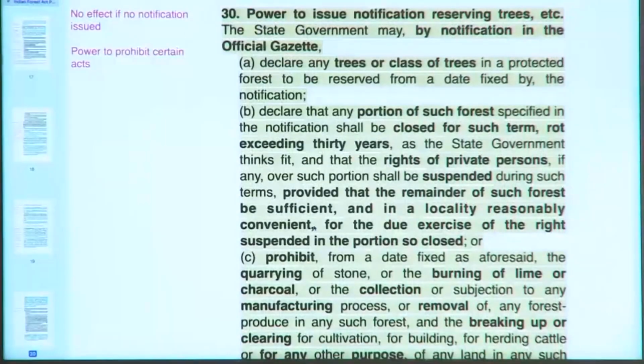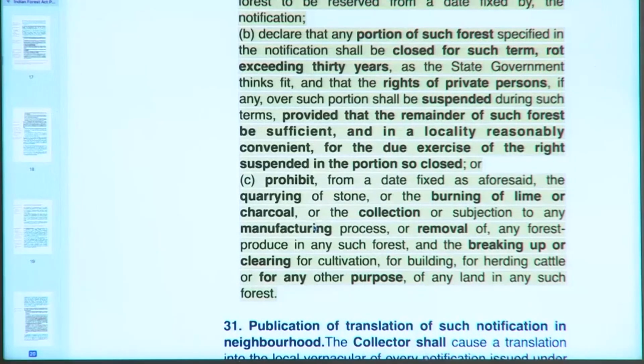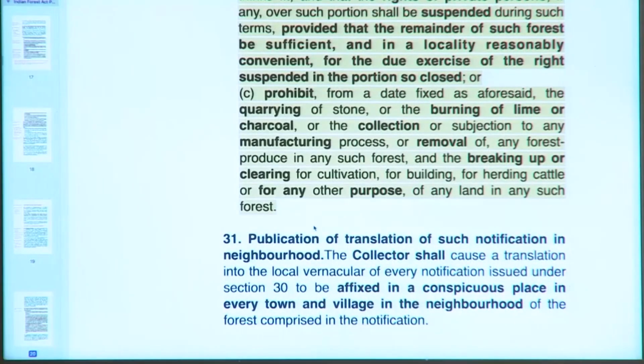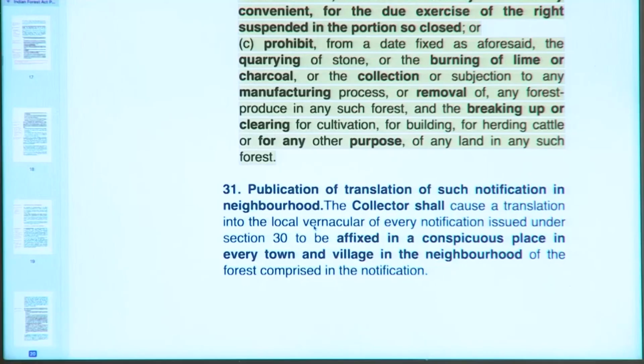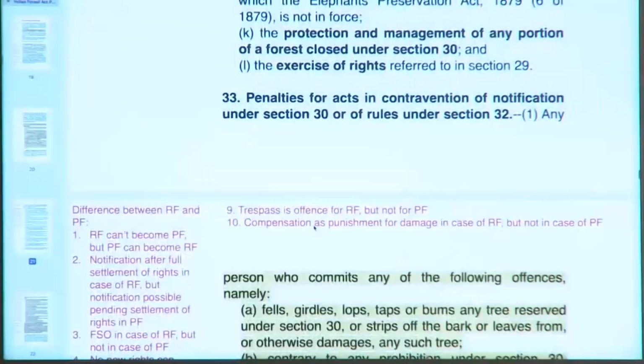Then we have protected forests, and even in the case of protected forests, the government can declare any trees or classes of trees to be reserved. And then you have options of closing certain portions of the forest. So, when you are closing it, then it is closed for grazing. Then you have a prohibition of quarrying, burning of lime, charcoal, collection and manufacturing, removal of forest produce, breaking up or clearing of land for cultivation, building, herding cattle, or for any other purpose. So, this was about the protected forest.